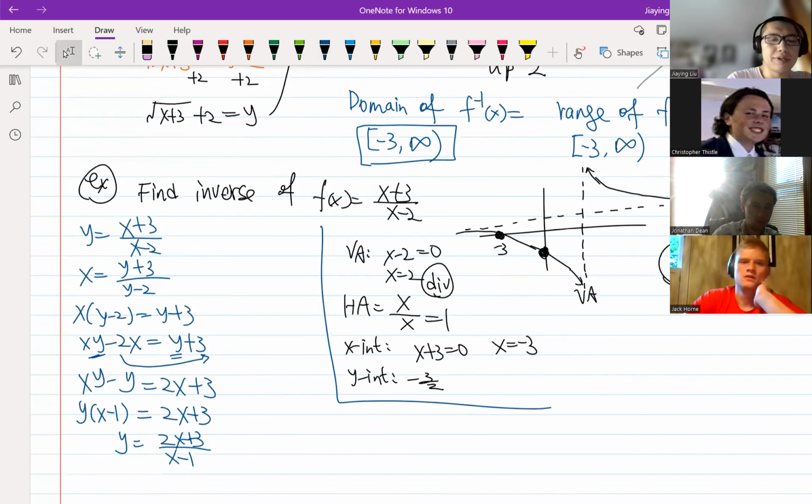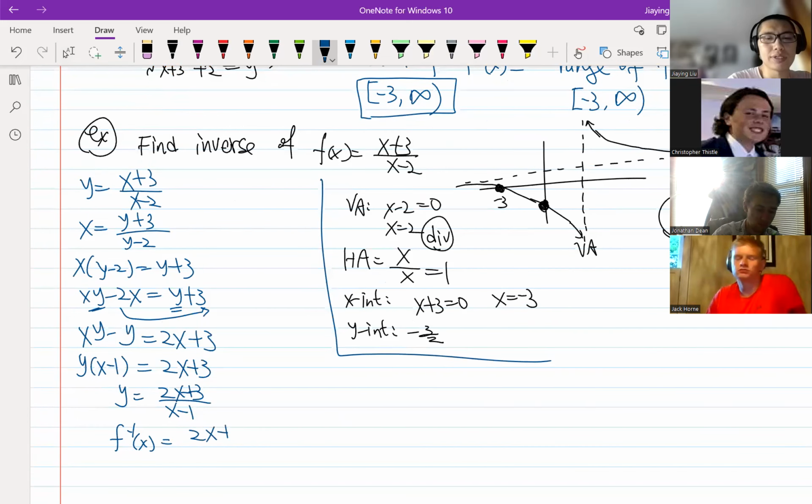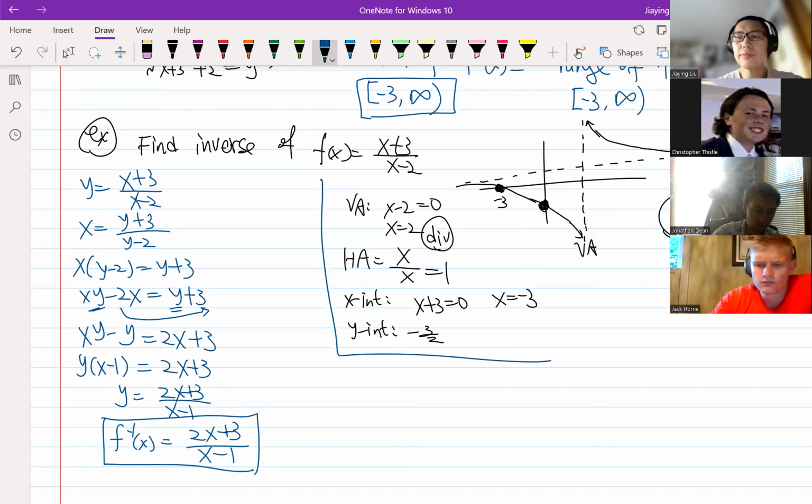And the very last step is to rewrite the y. So we got, instead of y, f inverse of x equals (2x plus 3) divided by (x minus 1). So that's an inverse function. So that's quite a bit of steps in this process.